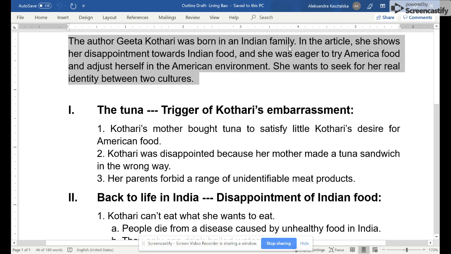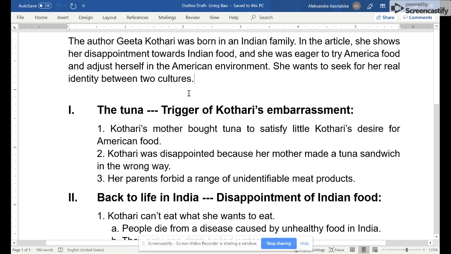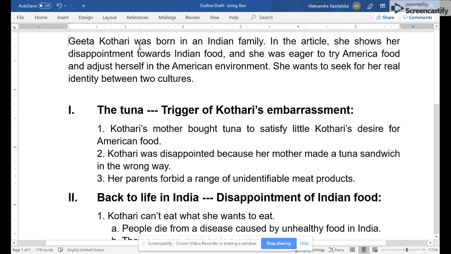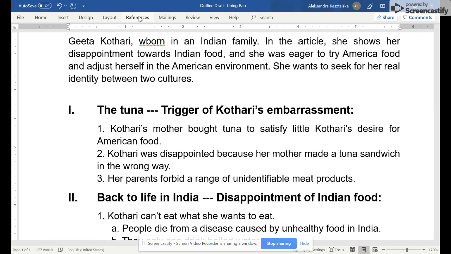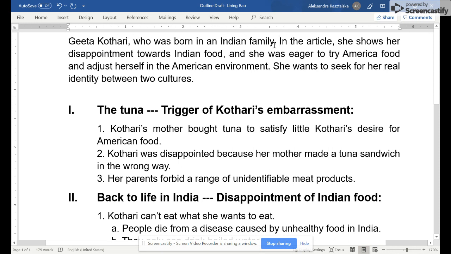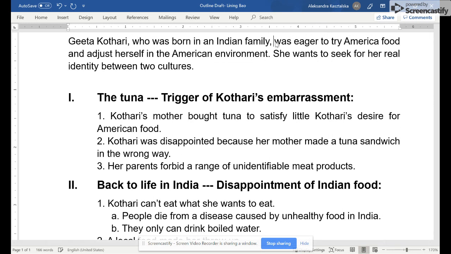Your thesis is way too long. It should be maybe one sentence, maybe two concise sentences. This is a lot of unnecessary background information. She was born in an Indian family. She shows her disappointment. So, how can you express this in one sentence? I see a lot of information here that you could say: Geeta Kotari, who was born in an Indian family, was eager in a family in the U.S.